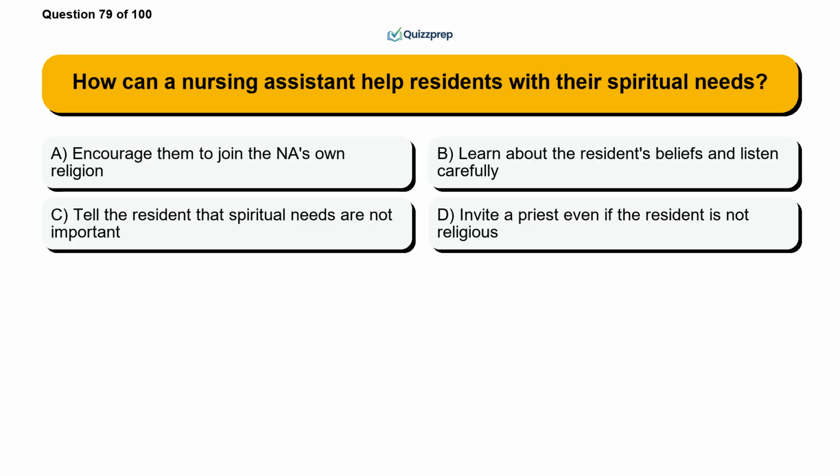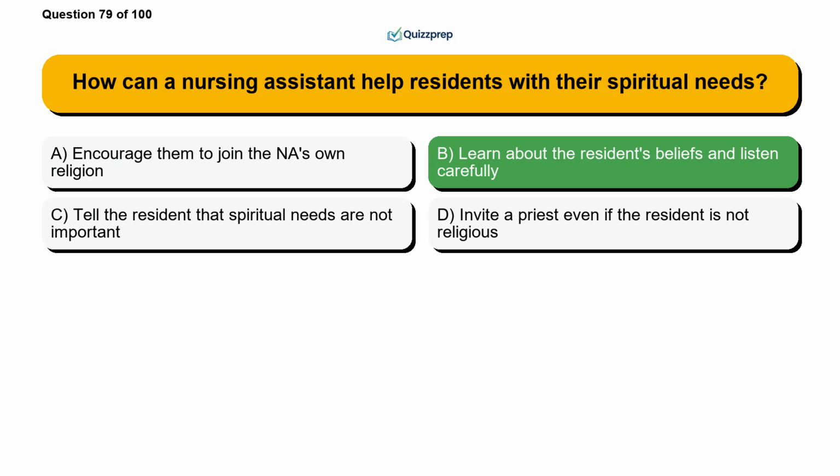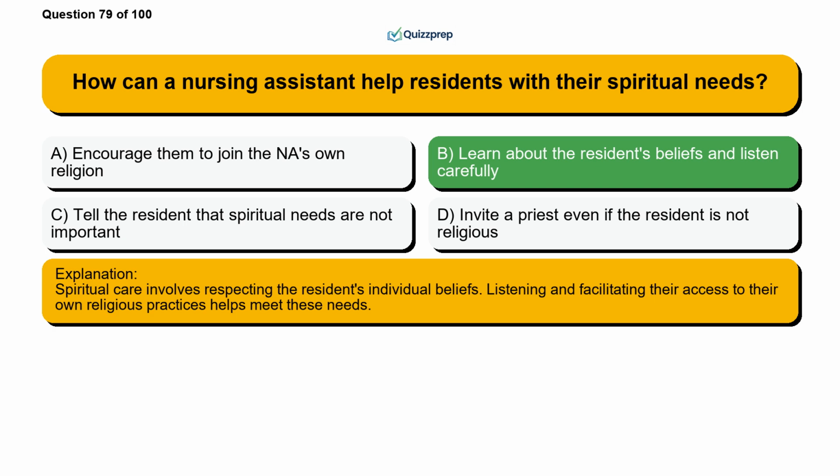Question 79. How can a nursing assistant help residents with their spiritual needs? Option A. Encourage them to join the NA's religion. Option B. Learn about the resident's beliefs and listen carefully. Option C. Tell the resident that spiritual needs are not important. Option D. Invite a priest even if the resident is not religious. The correct answer is option B. Learn about the resident's beliefs and listen carefully. Spiritual care involves respecting the resident's individual beliefs. Listening and facilitating their access to their own religious practices helps meet these needs.